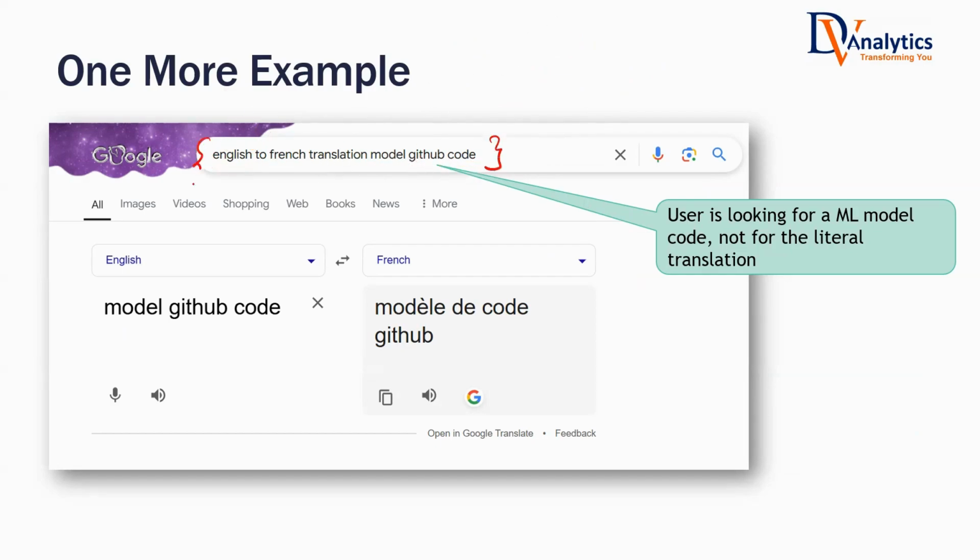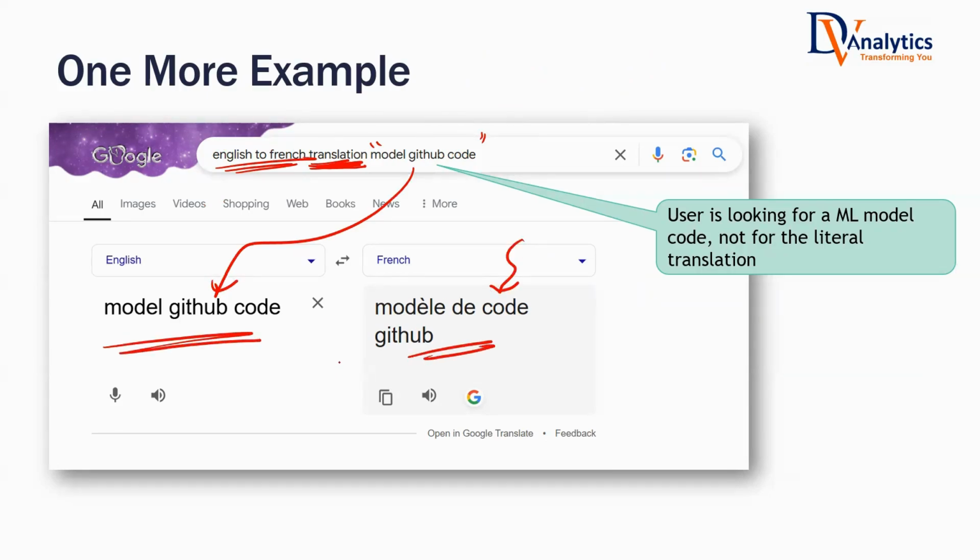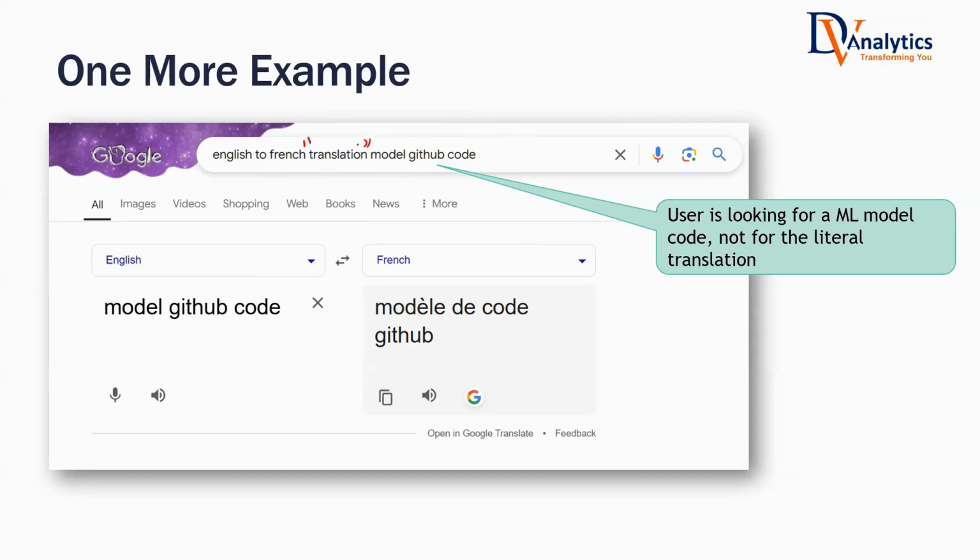That is my intention. But what Google has understood is the literal meaning: it just looked at the translation. It found English to French translation model GitHub code. So Google thought maybe I want to translate from English to French this particular phrase, model GitHub code. So it took model GitHub code as input and predicted a French phrase, or whatever the translation of this is. Now, what I want to say is that translation doesn't necessarily mean just one sentence to another sentence translation. Here we want to give more emphasis, more weightage to model GitHub code rather than simply translation.